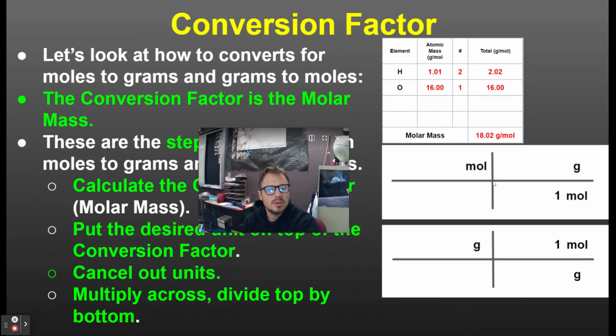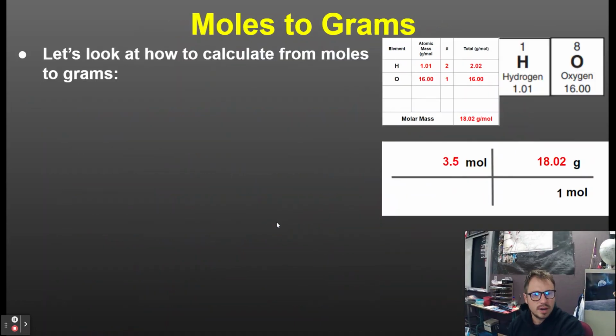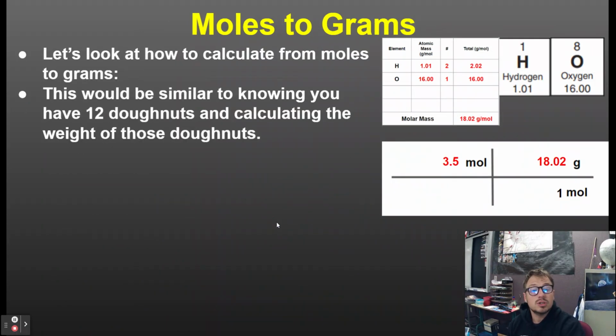So this is how we set them up, and there are 2 different problems we can do. Let's just go over them. Let's go from moles to grams. This one's an easier one. Setting this up is similar to knowing that you have 12 donuts and calculating the weight of those donuts. So let's say I know each donut weighs 1 pound and I have 12 donuts.